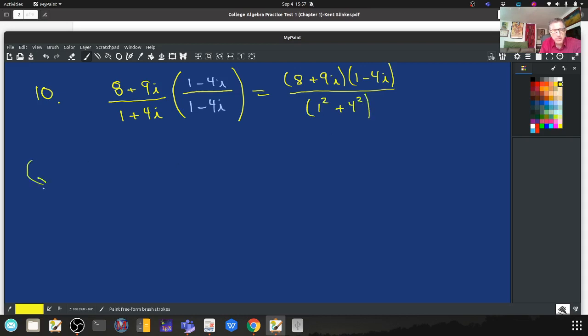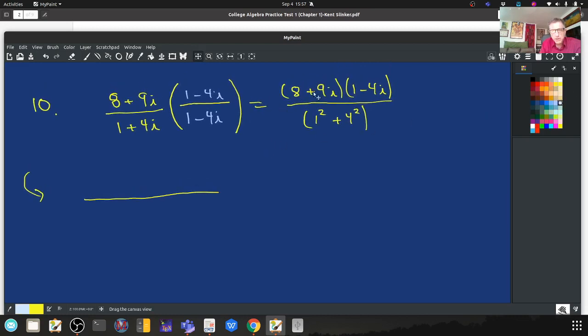So taking the problem on down to here, let's work on the numerator. I'm just going to use distribution or FOIL. So 8 times 1 is 8. 8 times minus 4i is minus 32i. 9i times 1 is plus 9i. And 9i times minus 4i is minus 36i squared. And it's all going to be over 1 squared plus 4 squared. That's 17. So really all we have to do now is clean up the numerator.